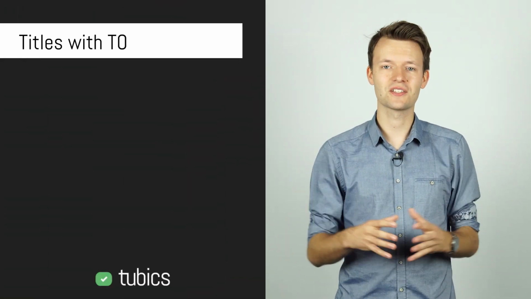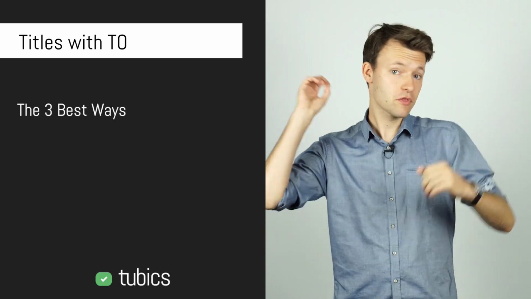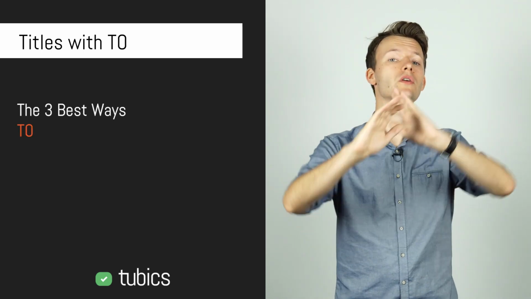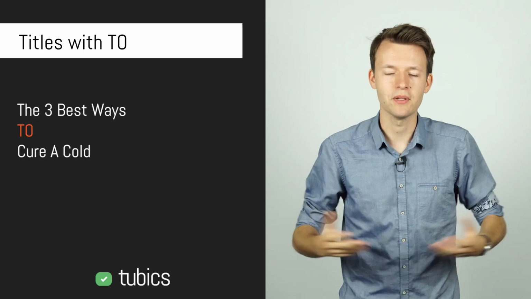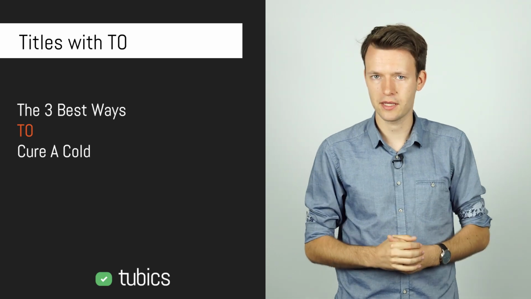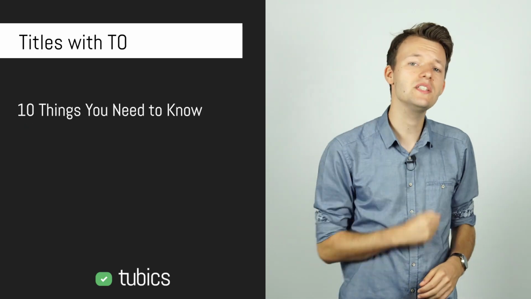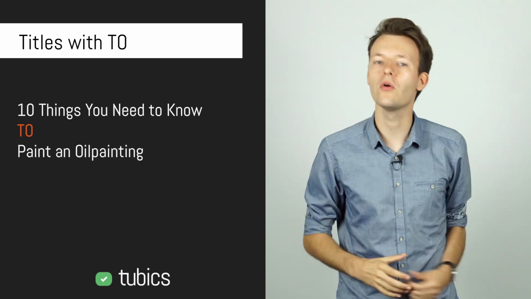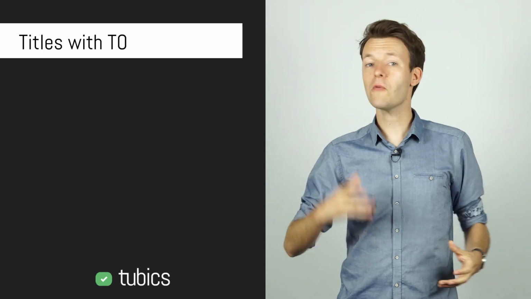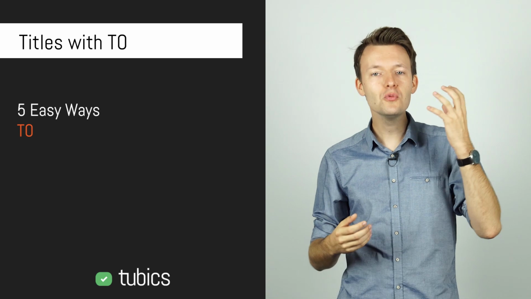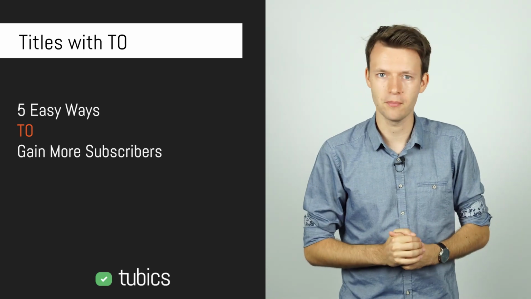Although you've probably seen a lot of these video titles, let's just do some examples. The 3 best ways to cure a cold. For example, you can mix and match them pretty much as you like. Or 10 things you need to know to paint an oil painting, for example. Or 5 easy ways to gain more subscribers, for example. All of these are very basic but very strong titles for your tutorial videos or for search related videos.